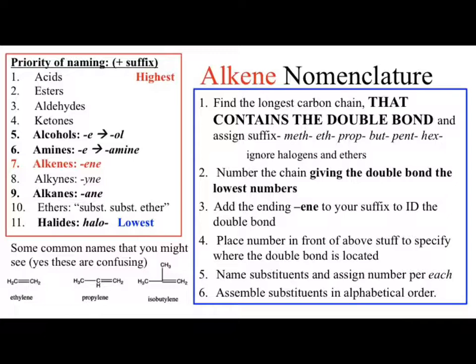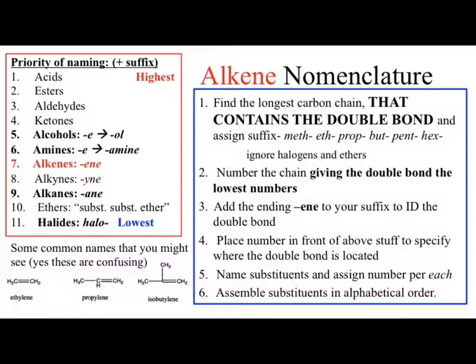You're going to find the longest carbon chain that contains the double bond. It has to have the double bond in it when we're going through and naming our alkenes. Okay? We can then assign our suffix, so that's our meth, eth, prop, but, all that fun stuff. Okay? We'll then number it in such a way that we give the double bond the lowest number. Why the double bond and not our substituents?